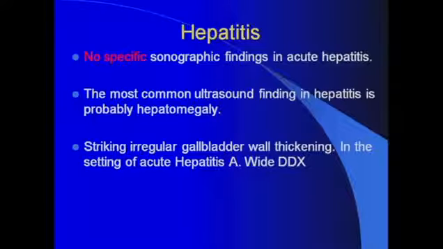Now, striking irregular gallbladder wall thickening, as we see here, in the setting of acute hepatitis A is a helpful sign. However, we need to be aware of the fact that this appearance can have a wide differential diagnosis. The wide differential diagnosis here would include patients with congestive heart failure, heart disease, patients with other infectious inflammatory processes involving the gallbladder, etc. So it is not a straightforward, specific, or sensitive sign. However, it may be a helpful feature in the diagnosis of acute hepatitis.